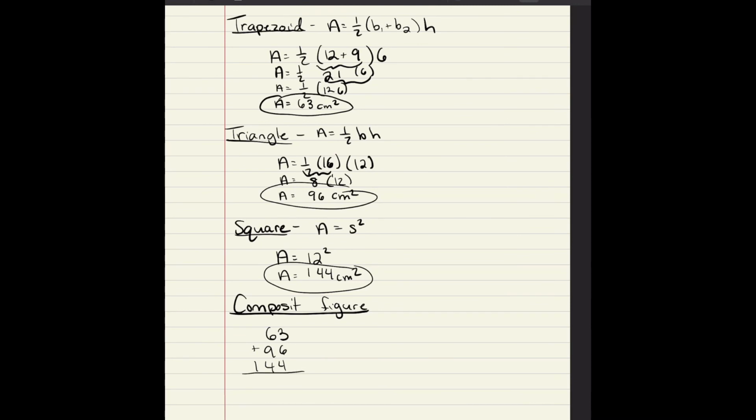Now when I add this, I have 4 plus 6 is 10, plus 3 is 13, carry my 1. 9 plus 1 is 10, plus 4 is 14, plus 6 is 20. So I have 0 and carry my 2. Now I have 1 plus 2 is 3. So the area for my entire composite figure equals 303 centimeters squared. And that is my final answer.